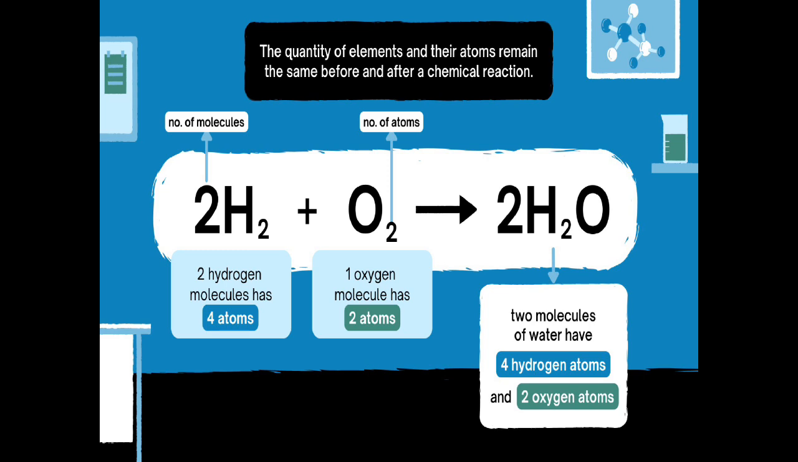2H2, where 2 is the number of molecules, plus O2, where 2 is the number of atoms, gives rise to 2H2O. Here on the left side, 4 atoms of hydrogen and 2 atoms of oxygen. On the right-hand side, 4 hydrogen atoms and 2 oxygen atoms. This is what is called a balanced equation.